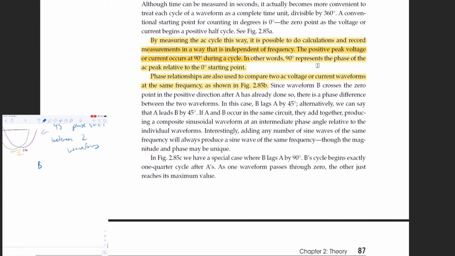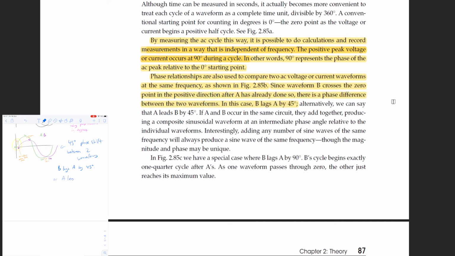Okay, so just put here, B lags A by 45 degrees. Got it? Alternatively, we can say that A leads B by 45 degrees. Okay, so obviously, A leads B by 45 degrees.